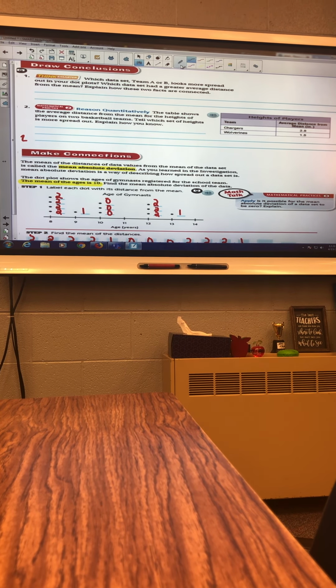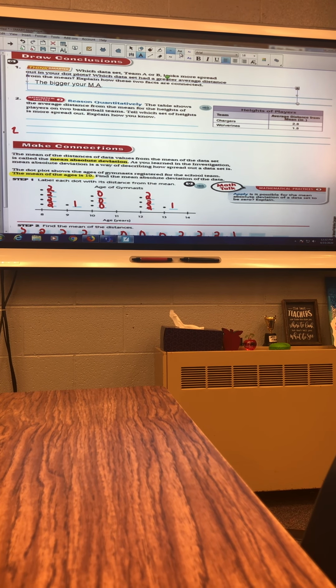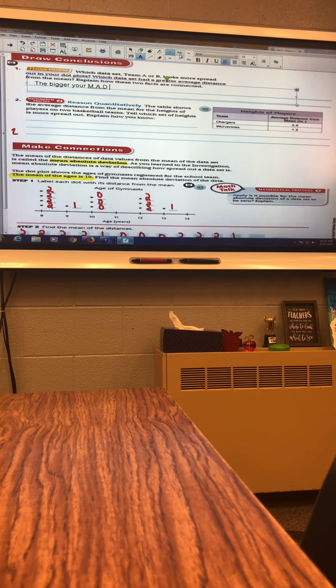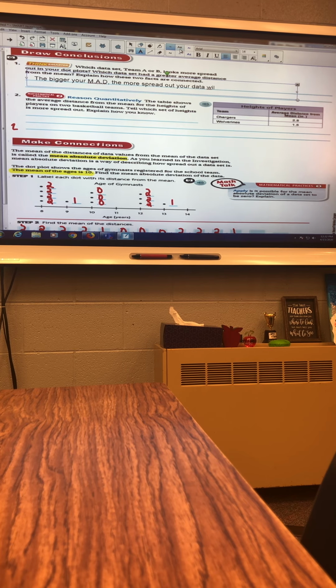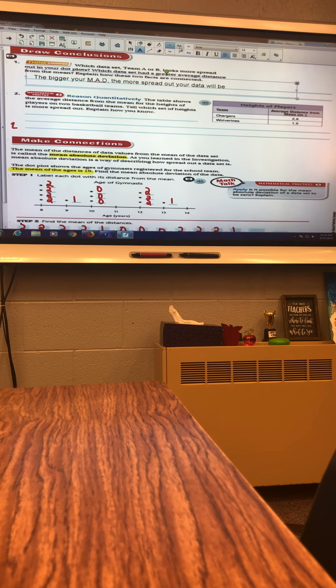The bigger the mean absolute deviation, the more spread out your data is. Whoa, I don't need it that big. Okay, so that's all you're gonna write there. The bigger your mean absolute deviation, I always abbreviate with the acronym MAD. The bigger your MAD, the more spread out your data will be. Okay.